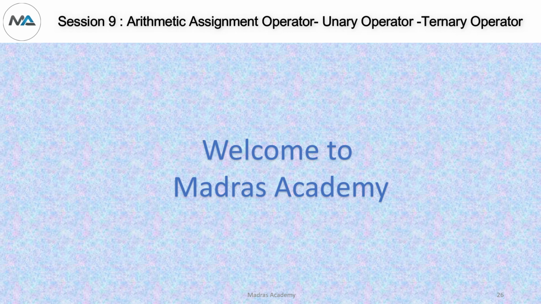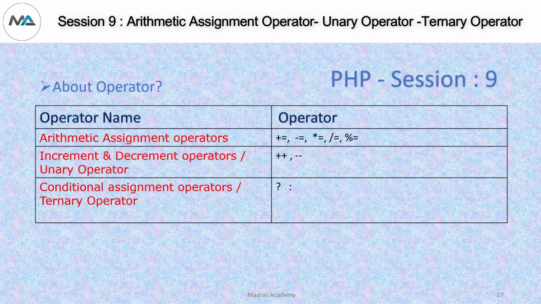In this session, we are going to learn about the remaining operators: the arithmetical assignment operator, the increment and decrement operator, which we can call a unary operator, and the conditional assignment operator, which we can call a ternary operator. These are all the operators we are going to see, and how to write them.